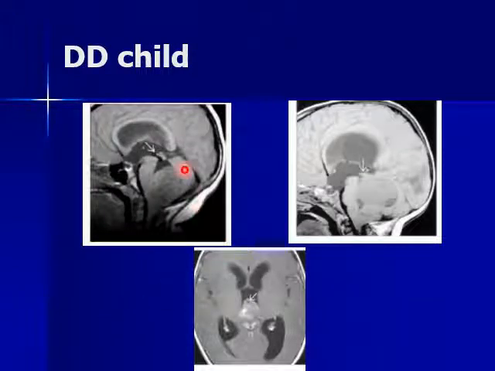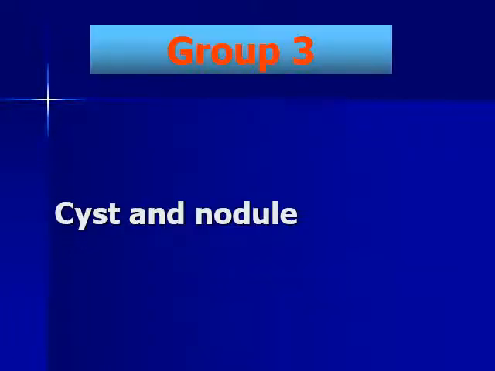In children, think of ependymoma, medulloblastoma, and if the age is less than 3 years, you can think of atypical teratoid rhabdoid tumor. We will stop here and we will continue in the next lecture.